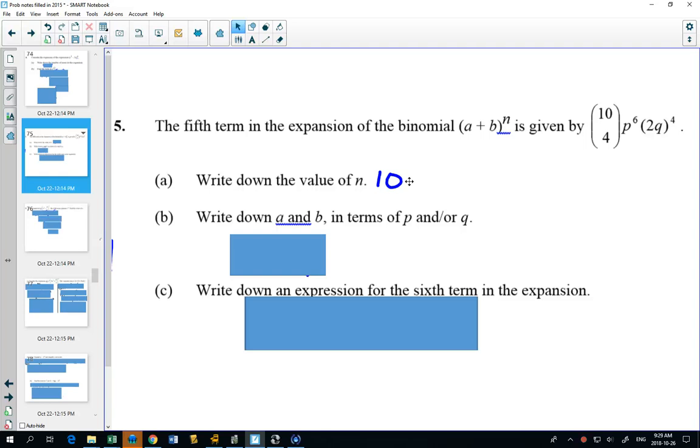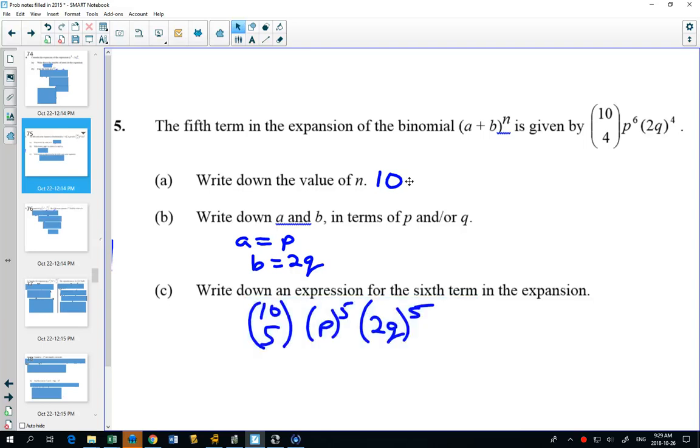Write down a and b in terms of p and q. Well, a would be p, and b, the second one, would be 2q. That one's not so bad. Write down an expression for the sixth term in the expansion. Well, now we can put 10 choose 5, p to the 5. You could expand this and simplify it. That wouldn't be hard. But it just asks for an expression, and this is an expression. So question 5, not so bad. But initially, it feels a little bit different because there's a whole bunch of letters involved instead of numbers. Things get worse in question 6. Ready?